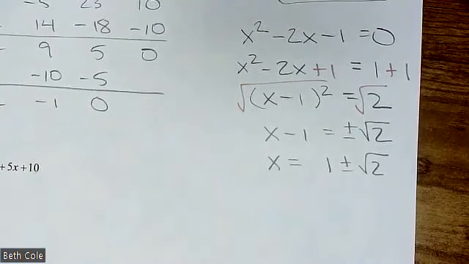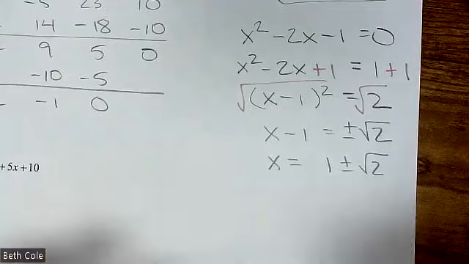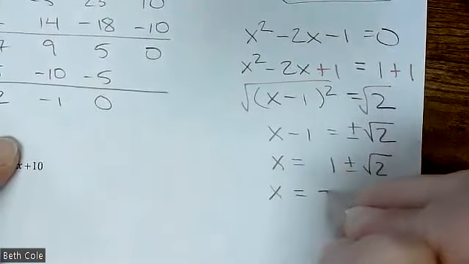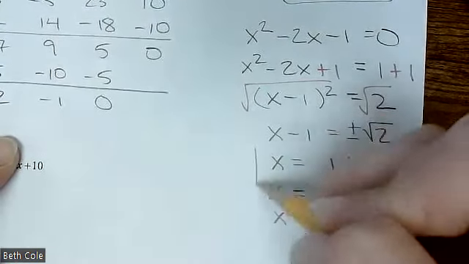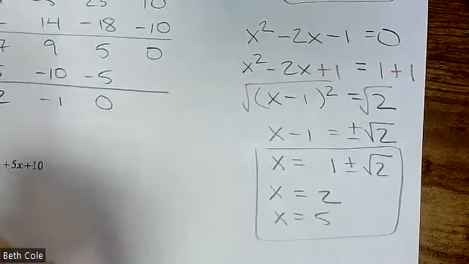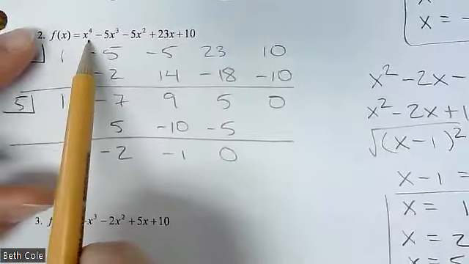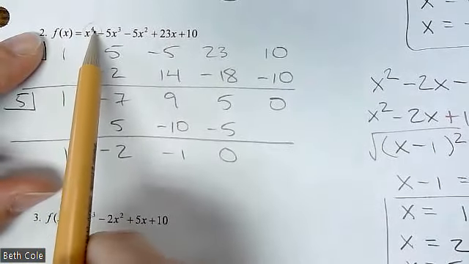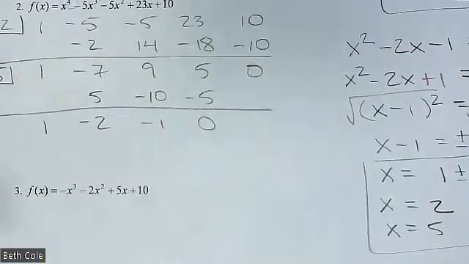How many answers is that? 2. How many were we supposed to get? 4. What are the other 2? The -2 and the 5. It's big. Yeah, you weren't in the room when I said that. It's the highest power tells you how many you're going to get. But it bears repeating. It's called the fundamental theorem of algebra, so it's kind of important.